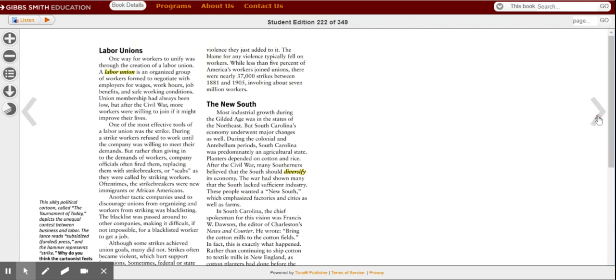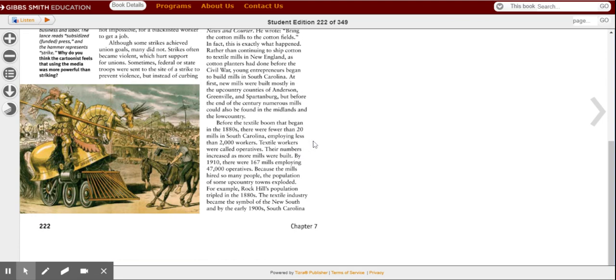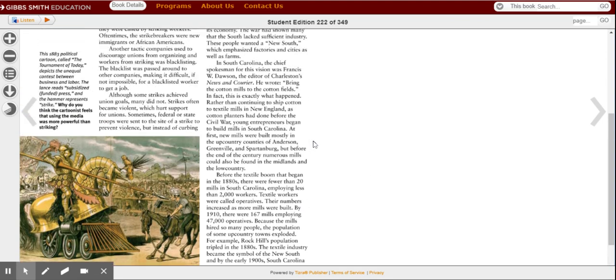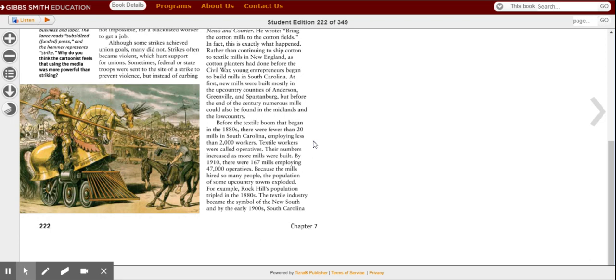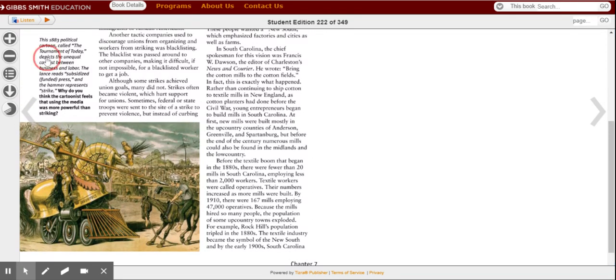All right, so labor unions in the New South, I highly encourage you to read this. But the labor unions tried to help protect the laborer. Okay, you see some illustrations here. Let's look at it real quick. In 1883, it's a political cartoon.